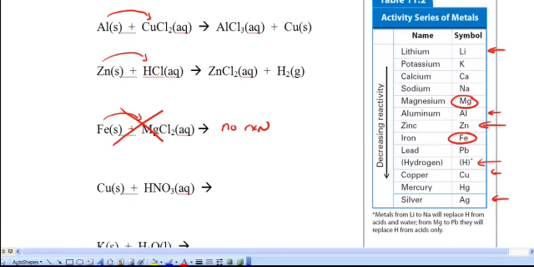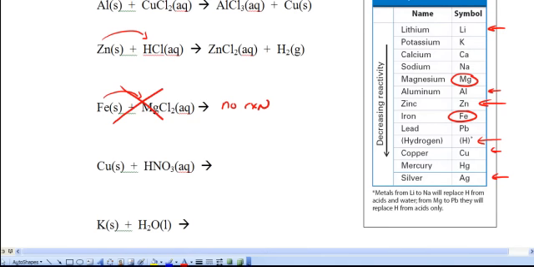Okay. Scrolling down. Copper with nitric acid. Now, if you look at your list, copper, which is right here, is lower on your list than hydrogen is right here. So the copper cannot replace the hydrogen in nitric acid. Now that doesn't mean that a reaction won't occur. It just means that a single replacement reaction is not going to occur. In fact, if you do put copper in with nitric acid, a different type of reaction occurs that releases the brown nitrogen dioxide gas. But it is not a single replacement reaction. And the activity series predicts that in fact it will not happen.